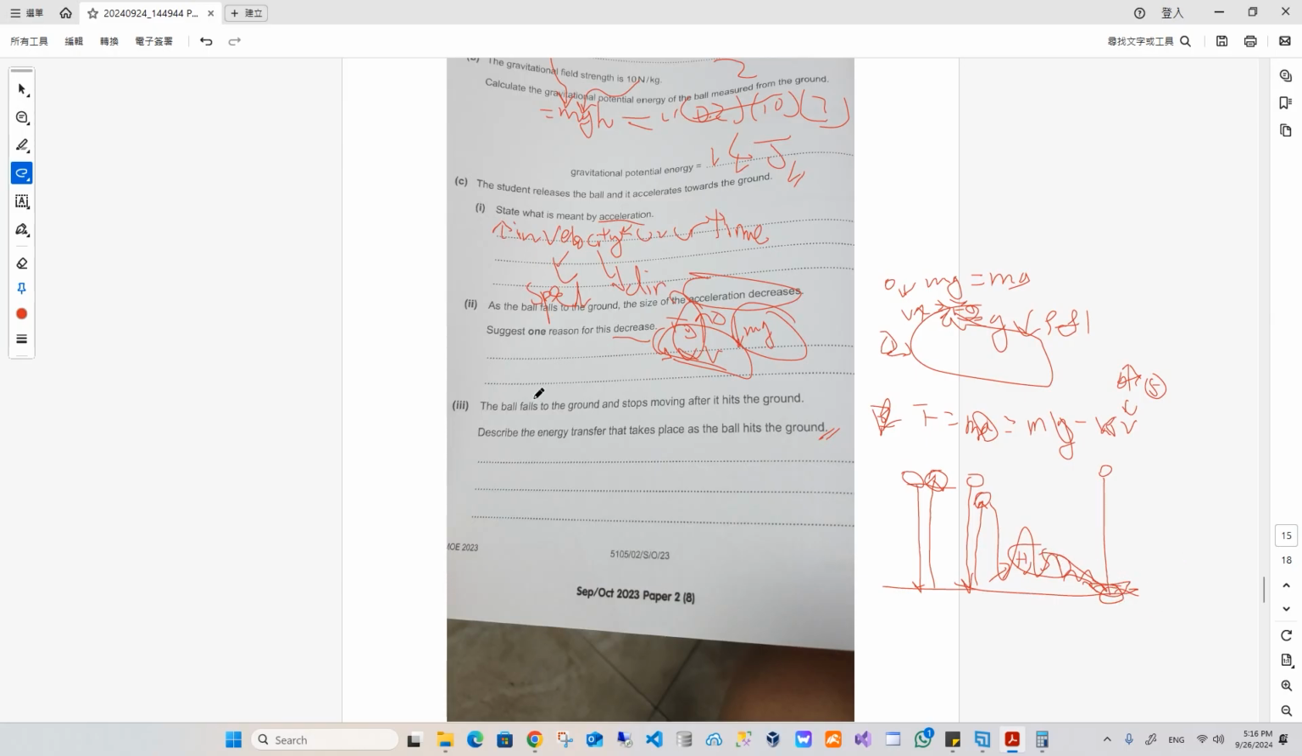Describe the energy transfer that takes place in the ball as the ball hits the ground. You have all the potential energy in the beginning, and before release it becomes kinetic energy at this moment. So from the maximum amount of kinetic energy, when the ball smashes to the ground, it turns to heat and sound and the deformation of the solid.